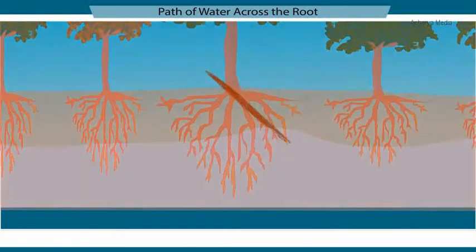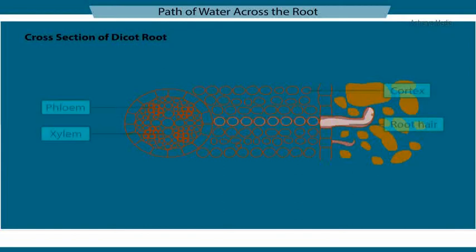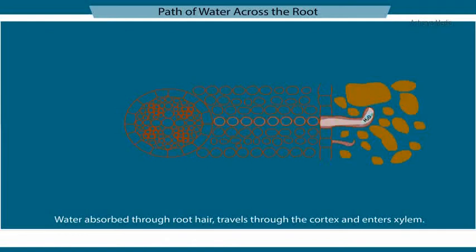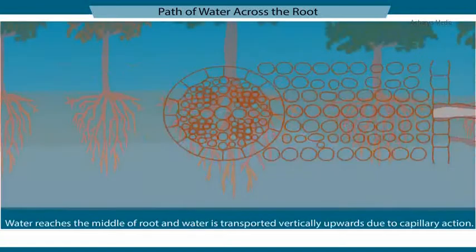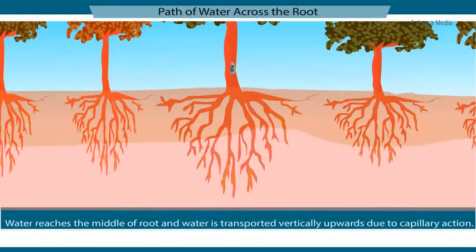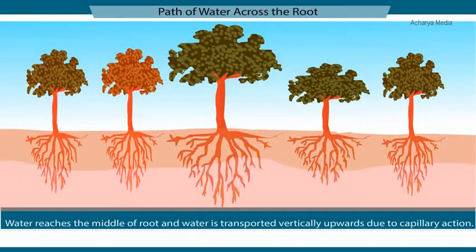The cross-section of dicot root shows closely arranged cells with xylem and phloem in the middle. The cortex cell in the roots is covered by the epidermis, which has the root hair. The root hairs present in the epidermis absorb the water from the soil. The water moves into the cortex cells and enters the xylem. The water thereby reaches the middle of the root and is transported upwards vertically due to capillary action.